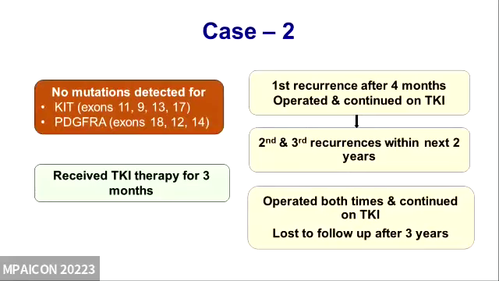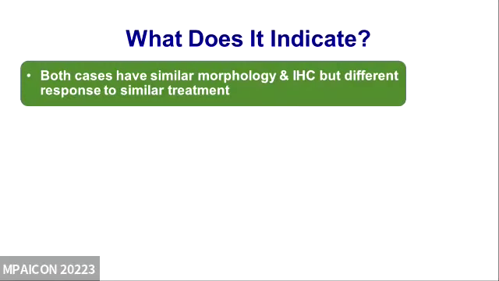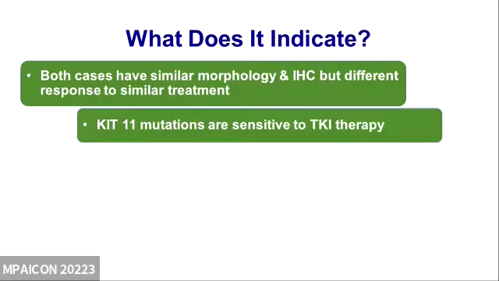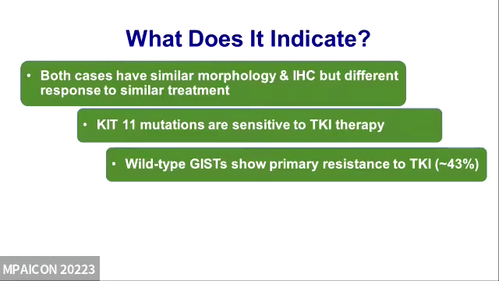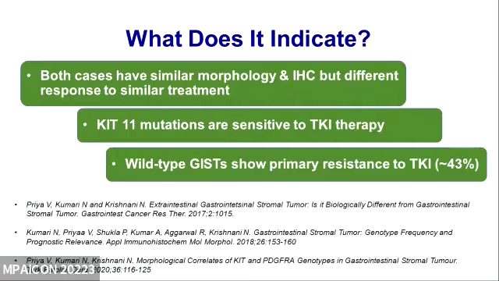So what is the difference here? On molecular testing, this case did not show any mutation in any of the KIT exons or PDGFRA. So this was a KIT PDGFRA wild type GIST, which was not responding to the tyrosine kinase inhibitors. Both cases were morphologically similar, but one case was KIT mutant, whereas the other was wild type. And we know that wild type GISTs are primarily resistant to these tyrosine kinase inhibitors.